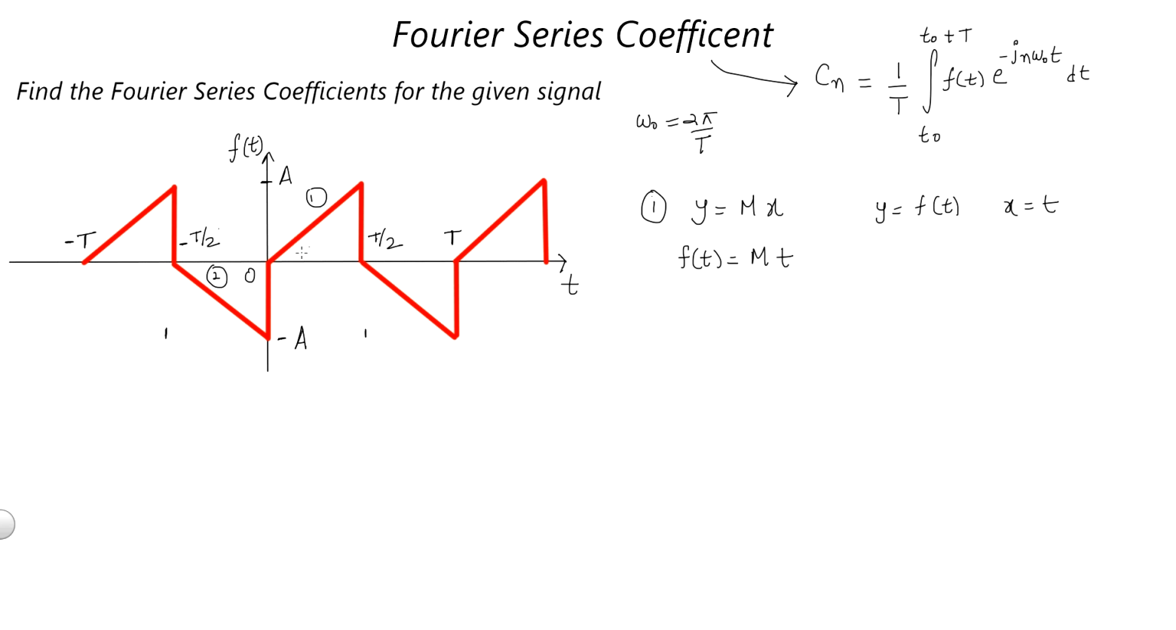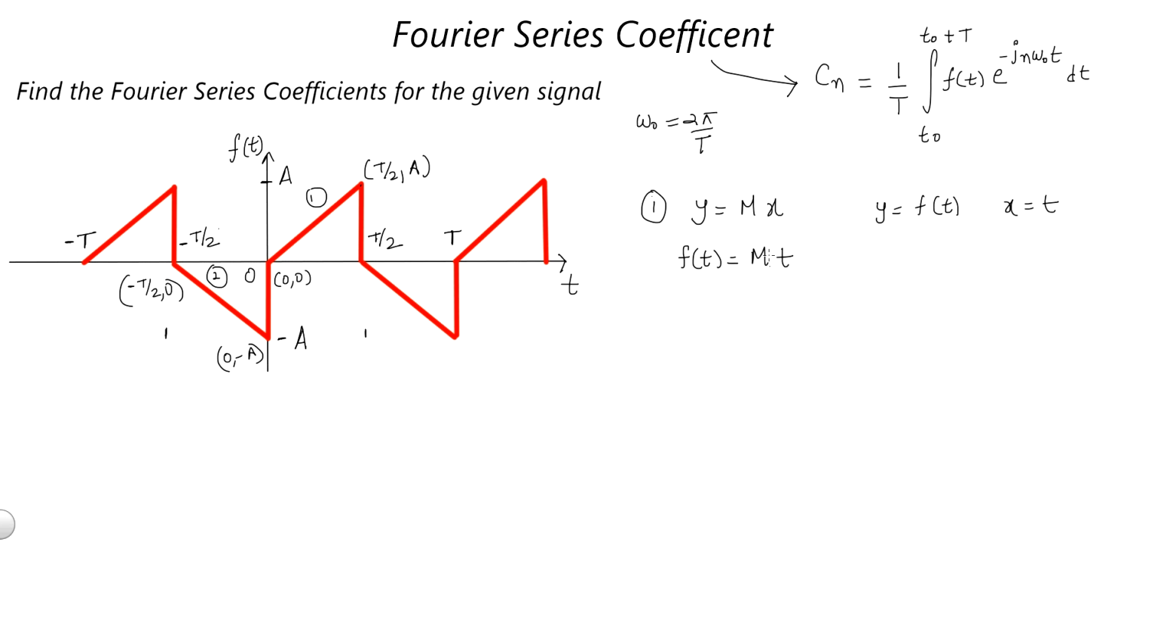Now we need to find the corner points of this line. This is the origin, so the coordinate of the origin is 0, 0 and the coordinate of this point is T by 2 comma A. Similarly, the coordinate of this point is 0 comma minus A and this is minus T by 2 comma 0. These 2 points we will use for finding the second equation.